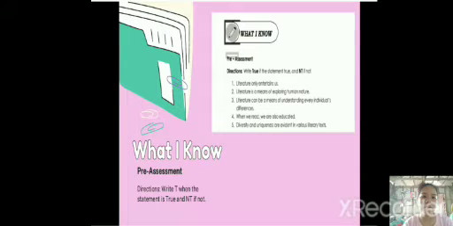So, what I know. Direction: write T when the statement is true and anti if not. Number 1, literature only entertains us. Number 2, literature is a means of exploring human nature. Number 3, literature can be a means of understanding every individual's differences. Number 4, when we read, we are also educated. Number 5, diversity and uniqueness are evident in various literary texts. Are you ready? Okay, answer now.